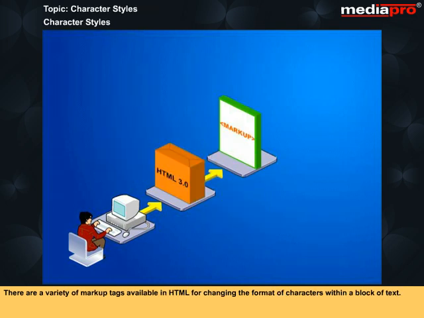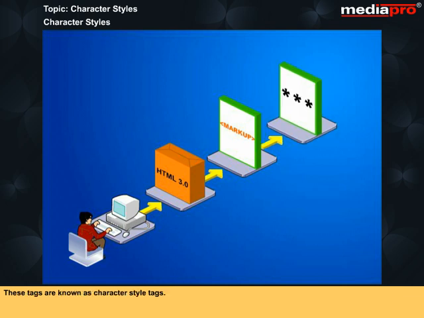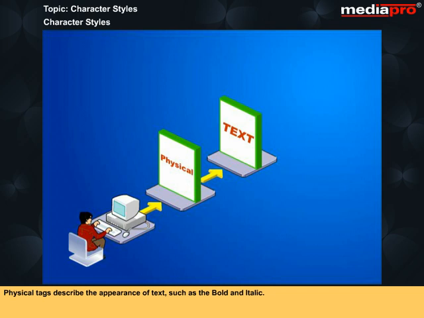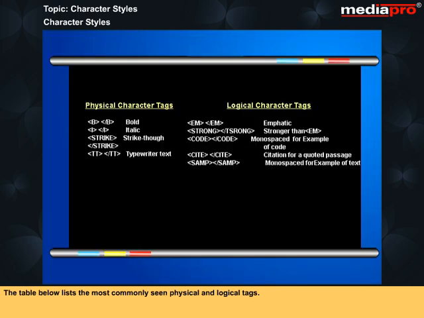There are a variety of markup tags available in HTML for changing the format of characters within a block of text. These tags are known as character style tags. The character style tags are divided into two groups, often identified as physical tags and logical tags. Physical tags describe the appearance of text, such as the bold and italic. Logical tags describe the purpose of the text, such as a citation or definition. The table below lists the most commonly seen physical and logical tags.